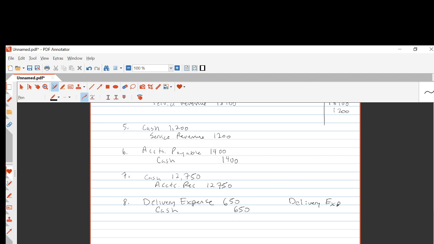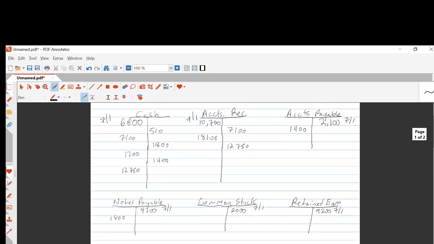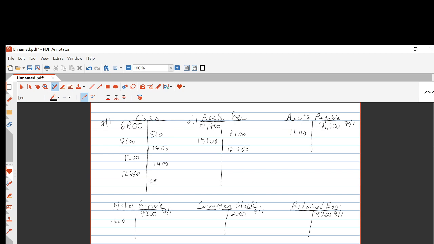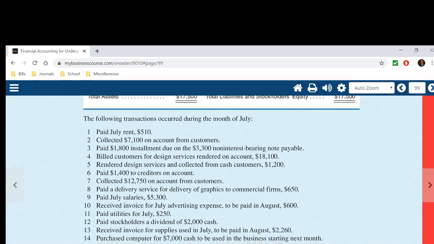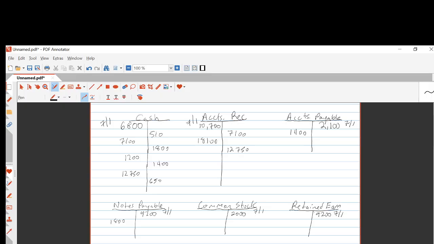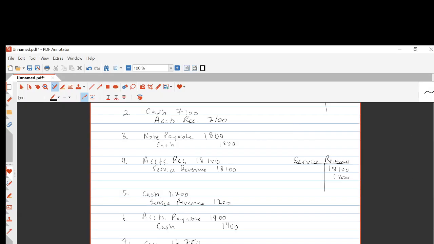So after this transaction, we have a new account, delivery expense. So we'll write this T account. It has $650 in it. And then we need to update cash as well. A lot of the transactions, as you can see, involve cash, which is good. 9.